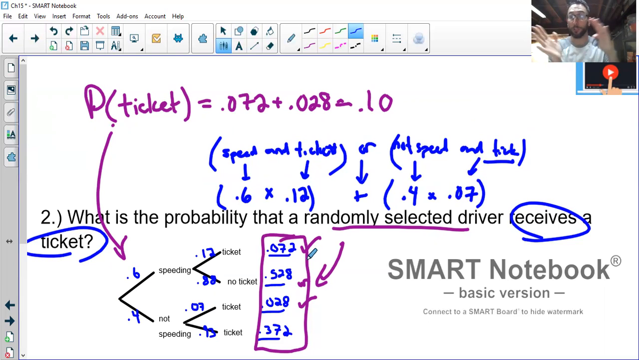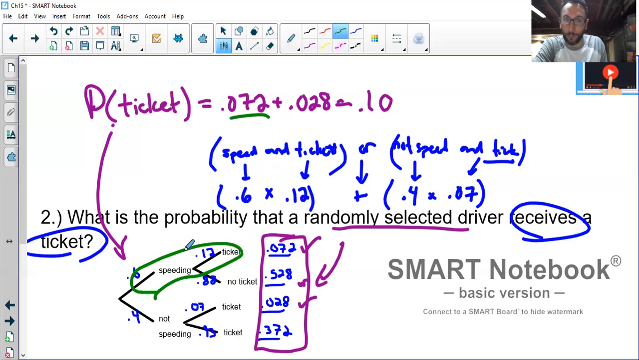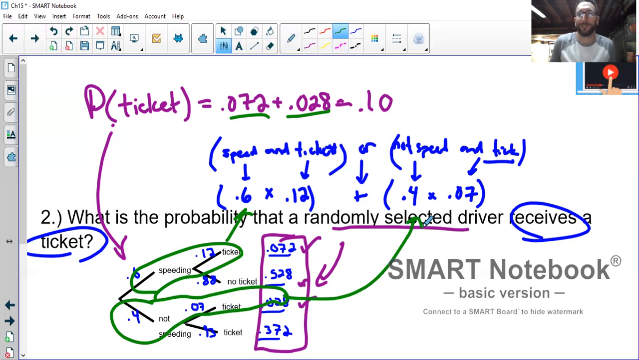For me, I like to visually organize that information, but if you can keep track of that stuff, you can use the words and just plug in the numbers and get the correct answer. And lastly, that's the same thing we did. 0.072 was just 0.6 times 0.12. And 0.028 was just 0.4 times 0.07 right there. So it's the same thing. It's just how you set it up.